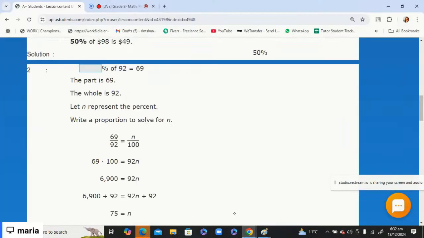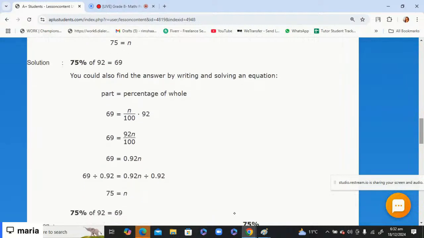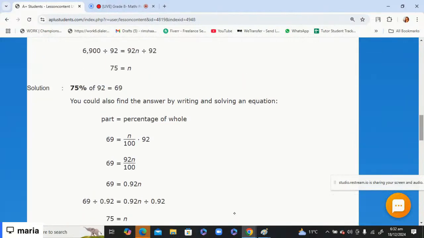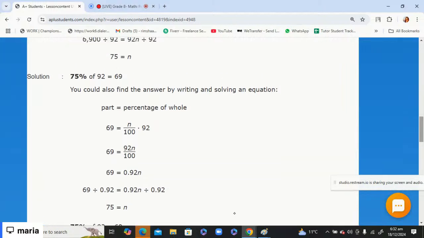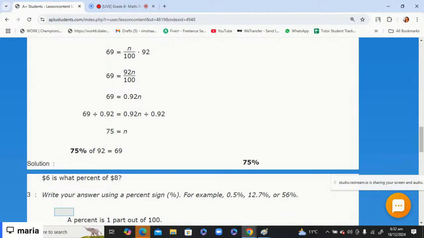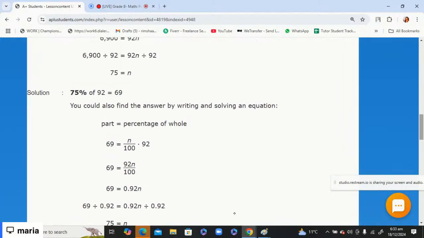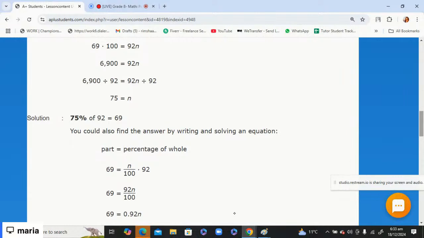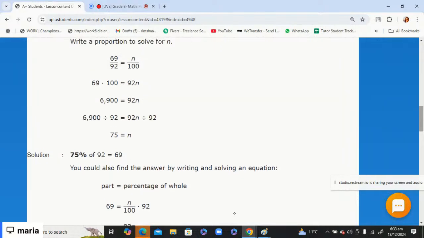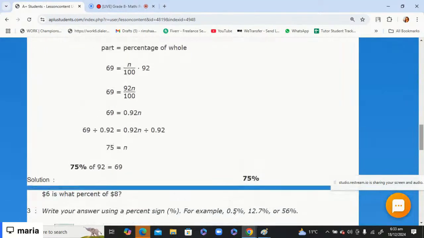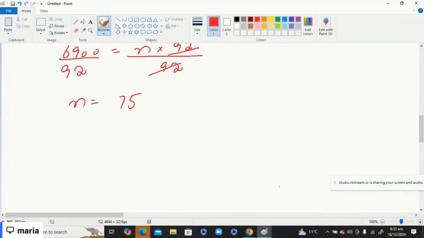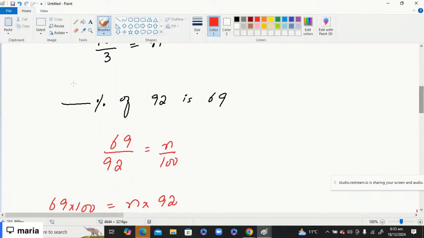Now look, this is basically how we are getting the answer. Now how to convert to 75%? There are two ways. One way is part equals percent. You could also find the answer by writing and solving an equation. This is the easiest way to solve this one. So 75% is your answer, and 75% of 92 is 69.